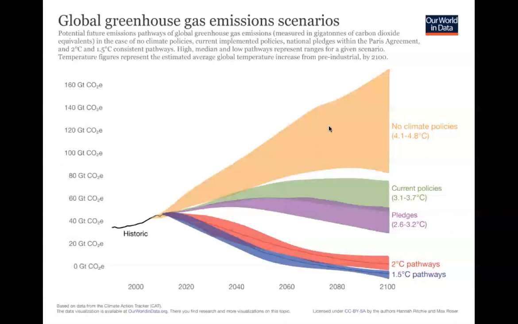Okay, but we have policies. We have policies that are trying to reduce greenhouse gas emissions, so government regulations, treaties, pledges, and so on and so forth.